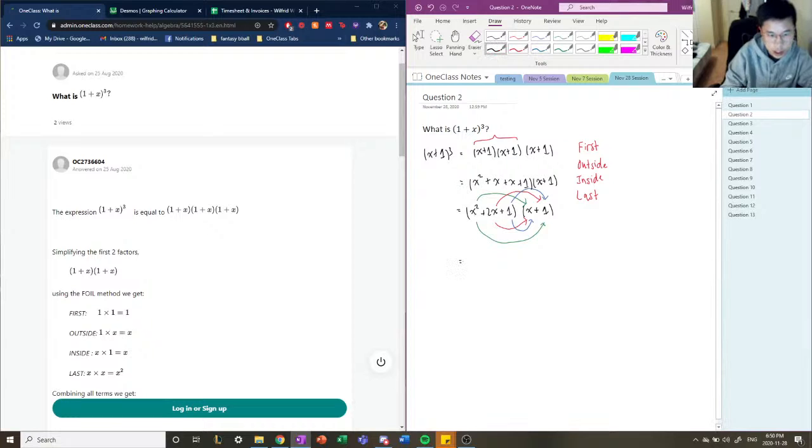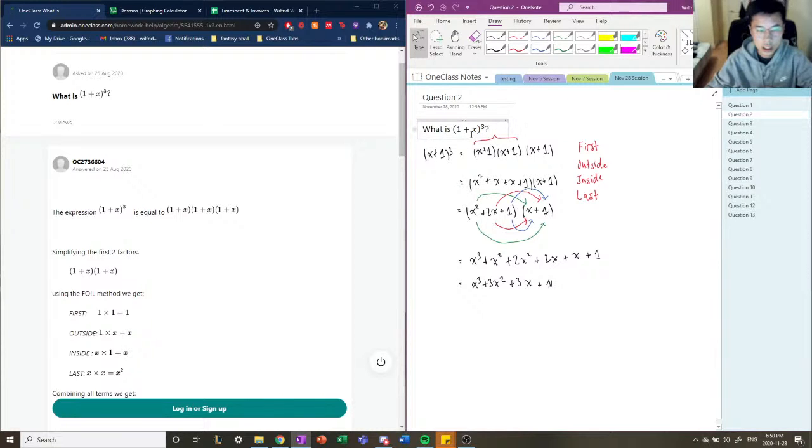So let's do that. x squared times x is x cubed. x squared times 1 is x squared. 2x times x is 2x squared. 2x times 1 is 2x. 1 times x is x. And 1 times 1 is 1. Now we simplify this all together, and we get x cubed plus 3x squared plus 3x plus 1. That is how you expand these terms.